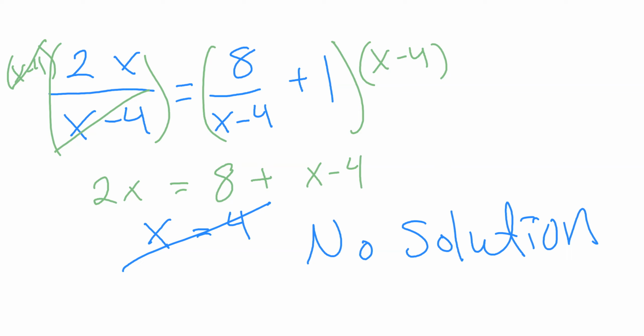That's why you have to make sure to check your answers because it seems very simple to say x is 4, but x cannot be 4. It would make the equation undefined. All right, we've got 2 more examples to go through. This one's going to take a little bit of work because we're going to have to do some factoring.